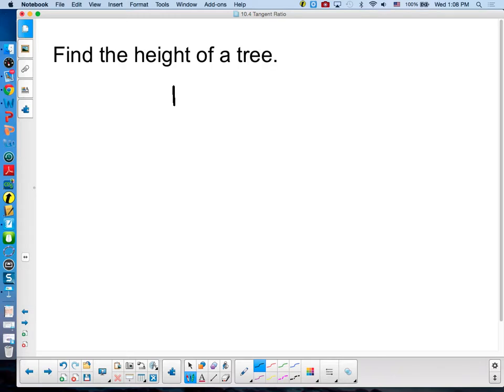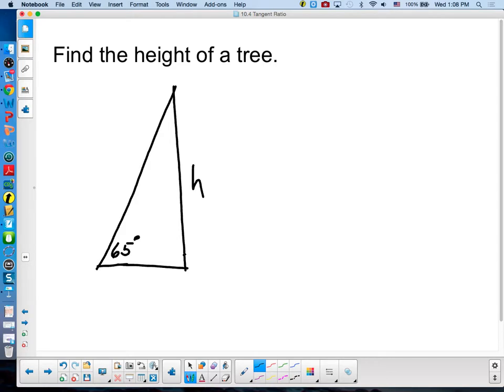Okay, find the height of a tree. Well, the tree's probably going up. We'll call that the height. We could measure this angle, looks like a bigger angle, 65 degrees. We could measure how far we are from the tree, 10 feet. Based on those, we should be able to figure out the height of the tree using tangent. Tangent of 65 equals h over 10.